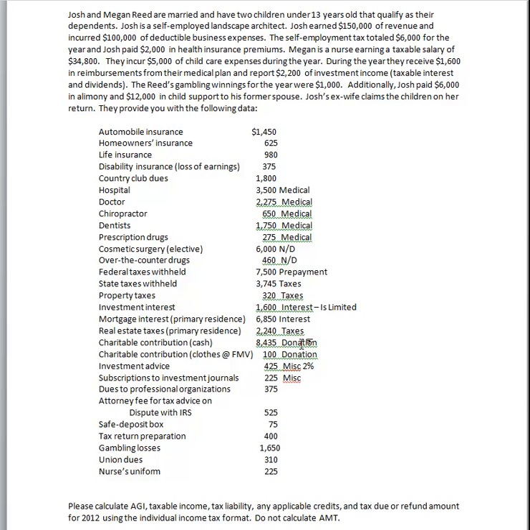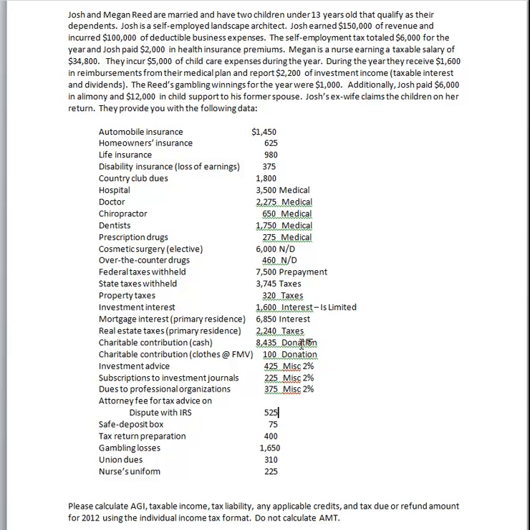Same thing for a subscription to the investment journal. It's an investment expense. We can deduct it, and it's considered miscellaneous 2%. That's the category it's going to go into. Dues to a professional organization. This would be considered an unreimbursed business expense, so it goes into the category of miscellaneous 2%.